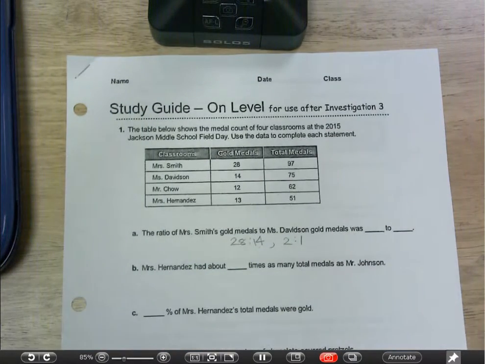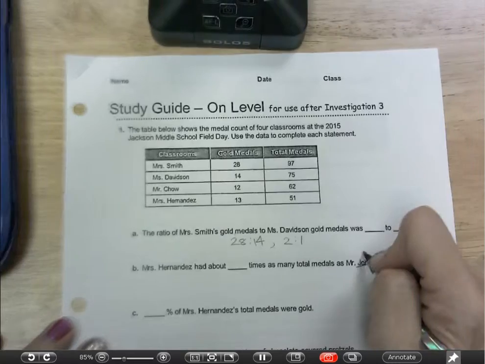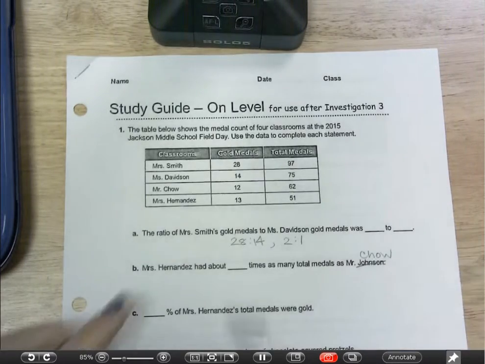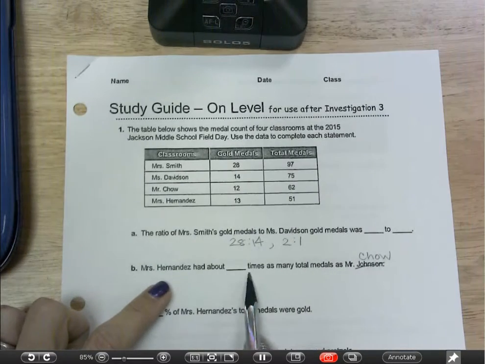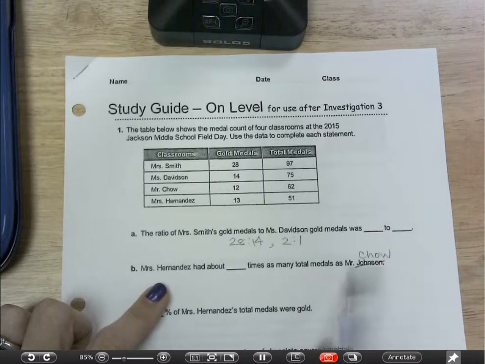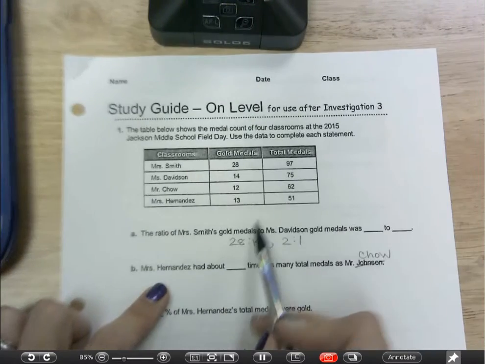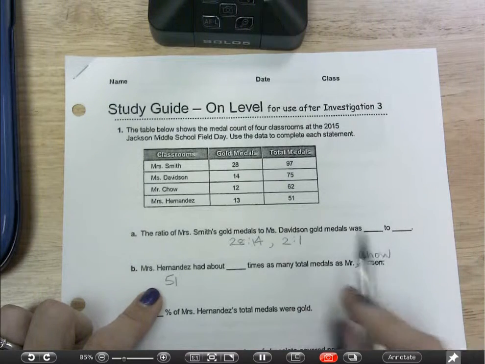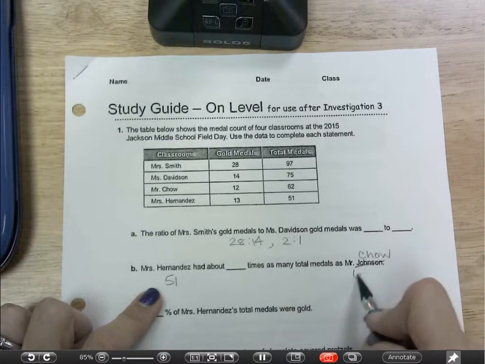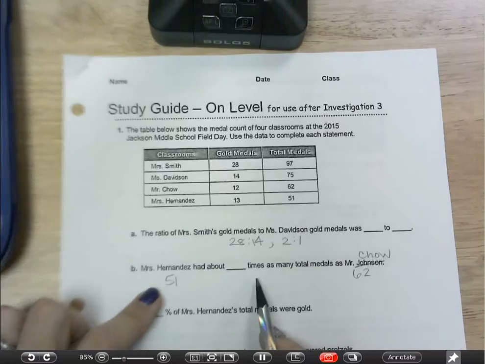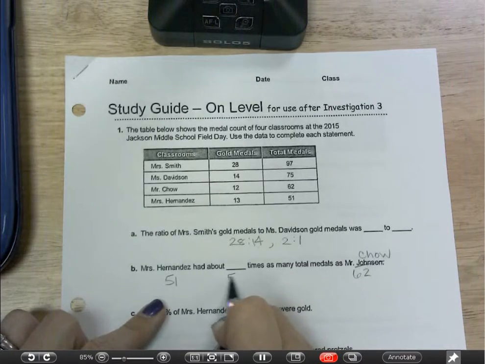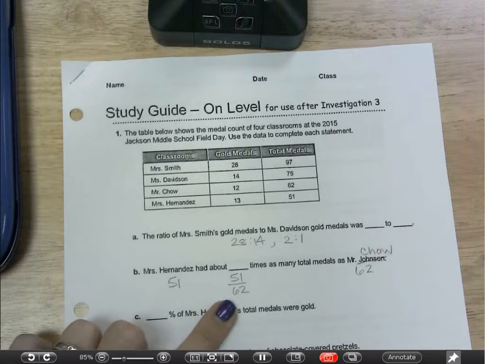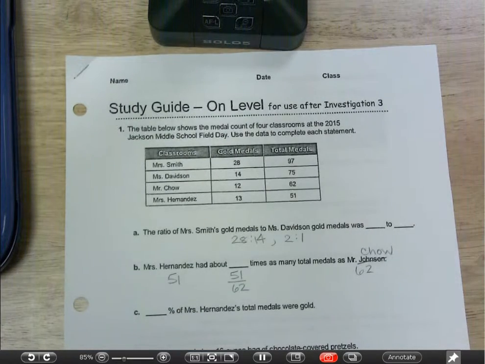Mrs. Hernandez, remember this is the one we changed to Mr. Chow. Mrs. Hernandez has about blank times as many total medals as Mr. Chow, so we're looking at total medals. Mrs. Hernandez had 51. Mr. Chow had 62. So in this situation, she had about this much, 51 to his 62. That's kind of a confusing question, guys. That's kind of a weird one.